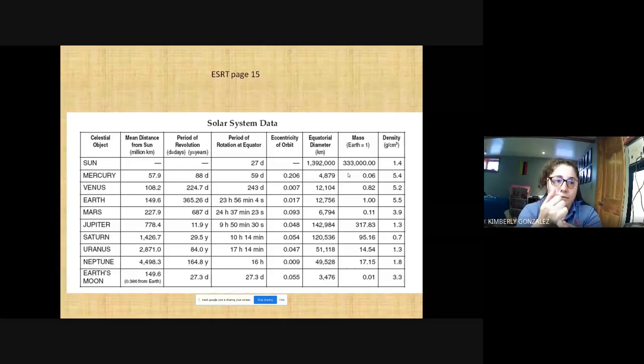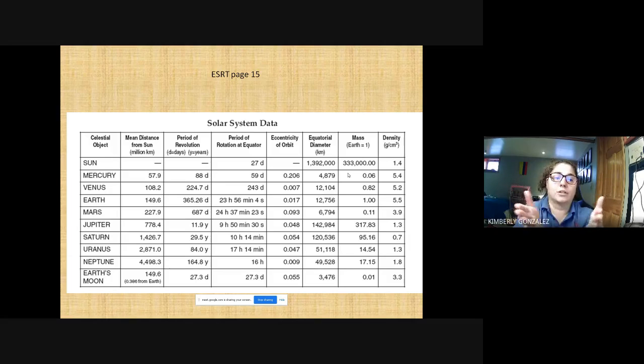The reference table has the distance from the sun in millions of kilometers, the period of revolution in days or years, the period of rotation at their equator, and their eccentricity, which is basically going to give us how far off of a perfect circle their orbit is. Remember, none of the orbits are actually a perfect circle. They're slightly oblong, okay? Their equatorial diameter, or how big their diameter actually goes all the way around. Their mass in comparison to Earth. So Earth is obviously one Earth, and then Jupiter is 317.83 of those Earths, all right? It also gives us the density in grams per centimeters cubed.